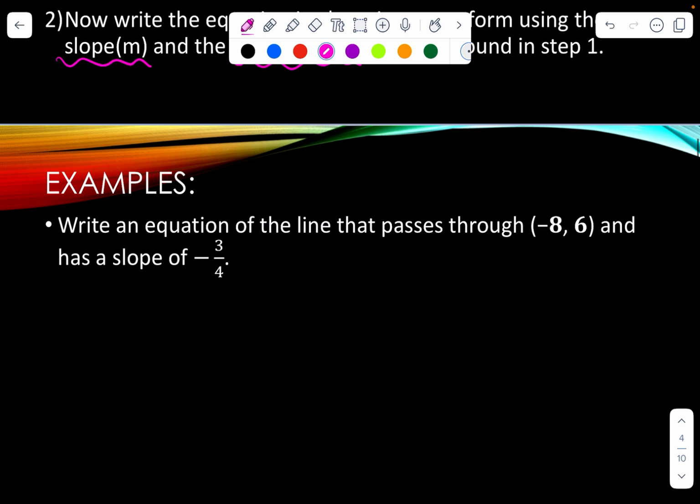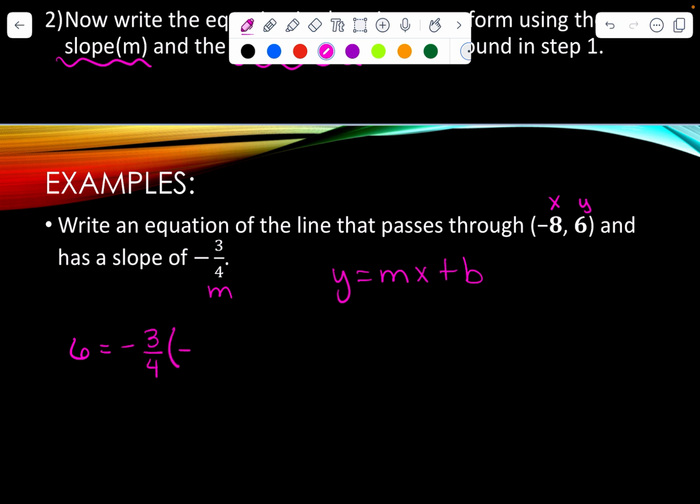All right, so let's give it a shot. So what we're going to do is plug all the pieces in. So this is my x, this is my y, this is my m. And remember, our equation is y equals mx plus b. So we're going to plug 6 in for y. We're going to plug the m in. We're going to plug the x in plus b.